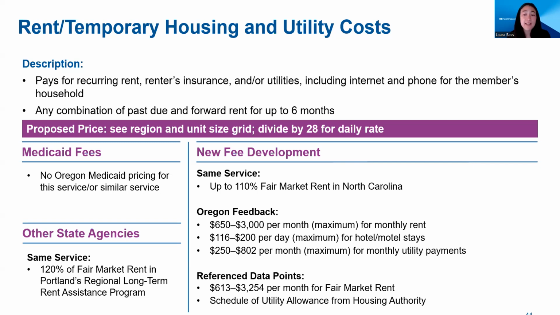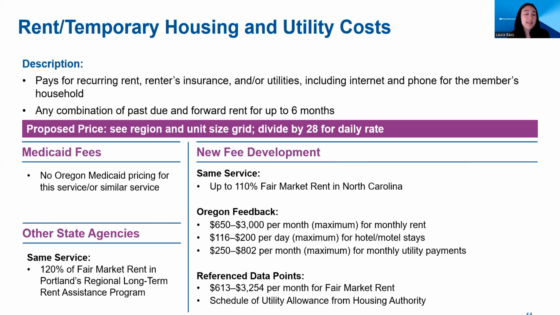Fair market rent is published by the U.S. Department of Housing and Urban Development, or HUD, and represents the cost to rent a moderately priced dwelling unit in the local market. On this slide, we've noted some feedback that we received regarding various services related to places for people to stay, whether that's rent or hotels and motels, and also the utilities. We're also showing the fair market rent for Oregon and noted that we looked into the schedule of utility allowances from some housing authorities in Oregon.